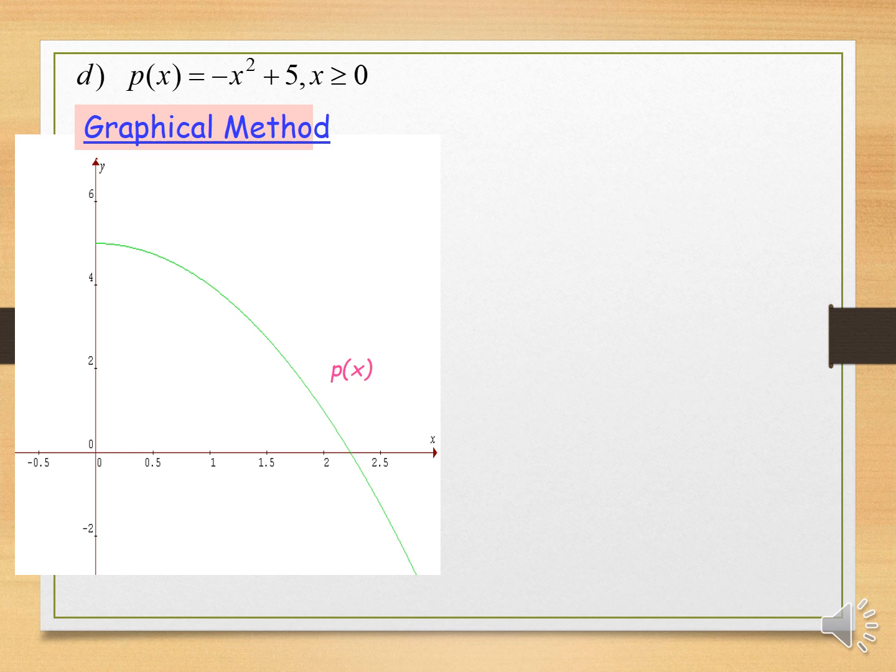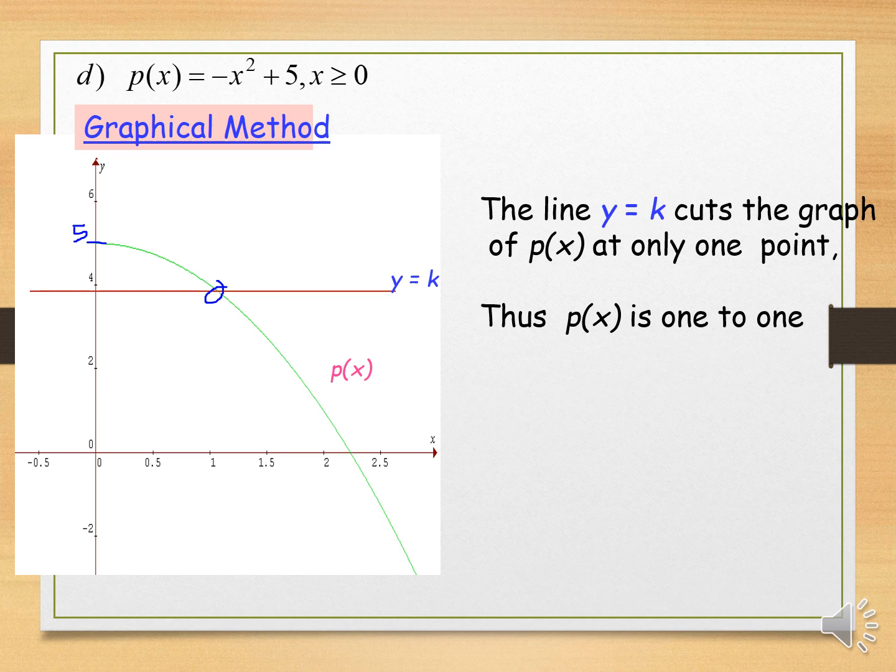Next, the function p(x) equals negative x squared plus 5 in the domain x more than or equal to 0. By using the graphical method, we draw the graph of this function. When x equals 0, y equals 5. It is a sad graph because a is less than 0, and the graph is like this. Draw the horizontal line. You observe only one intersection point of the line and the graph. Therefore, p(x) is a one-to-one function and p inverse x exists.